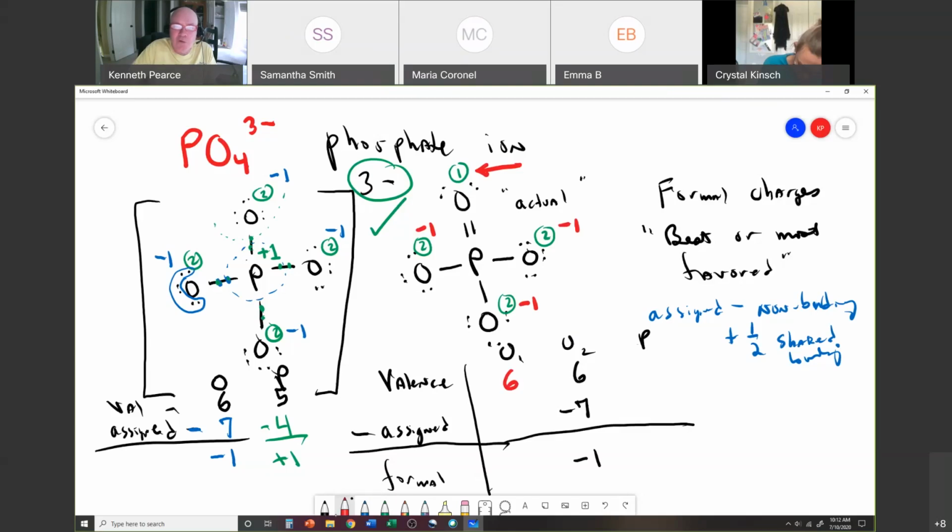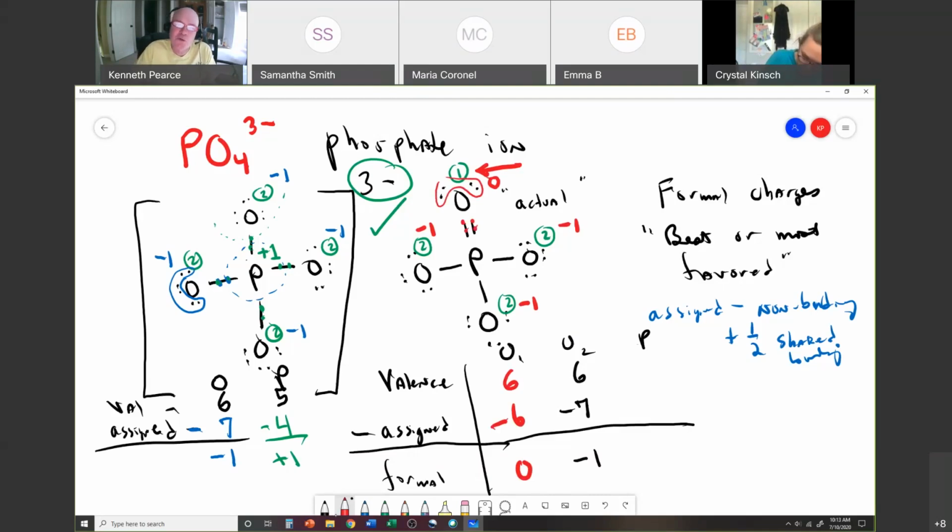But what do we have here? We have these 4 right here, and we have 1, 2, 3, 4, but half of that is 2. So 2 and 2 make 6. And so the formal charge on that oxygen right over here is 0. On the double bonded oxygen, it's 0.